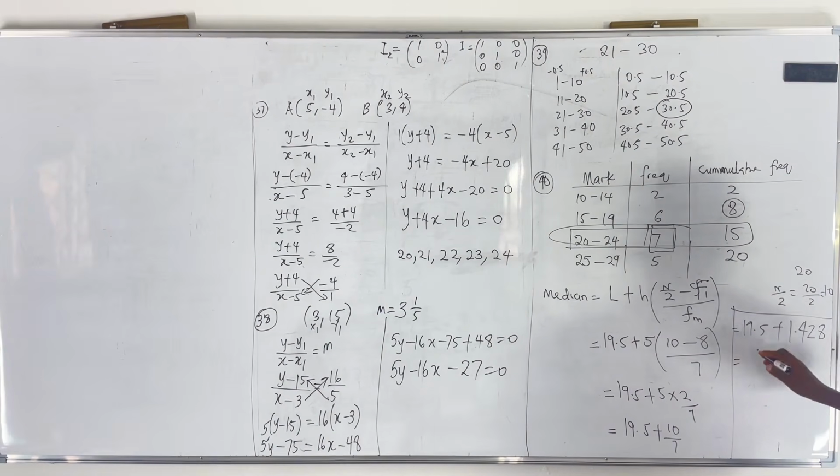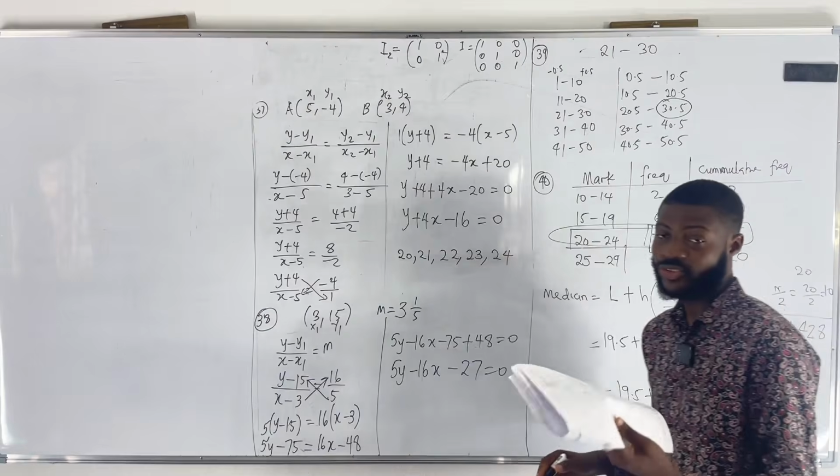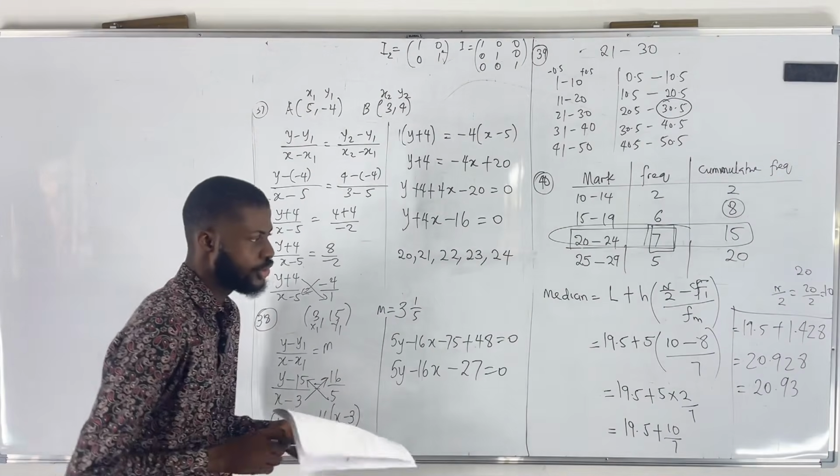Now, when you add this up, you should be getting 19 plus 1 is 20. 5 plus 4 is 9, 28. So approximately this is 20.93. Yep. So A should be the answer to the equation.